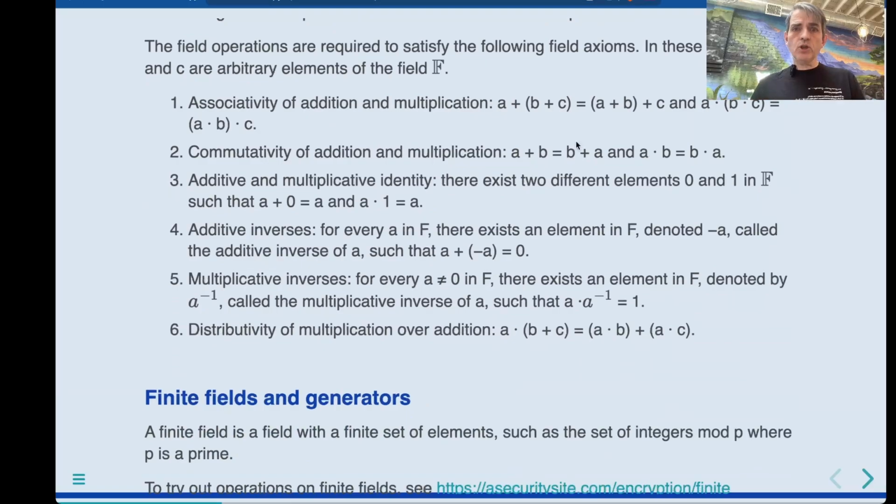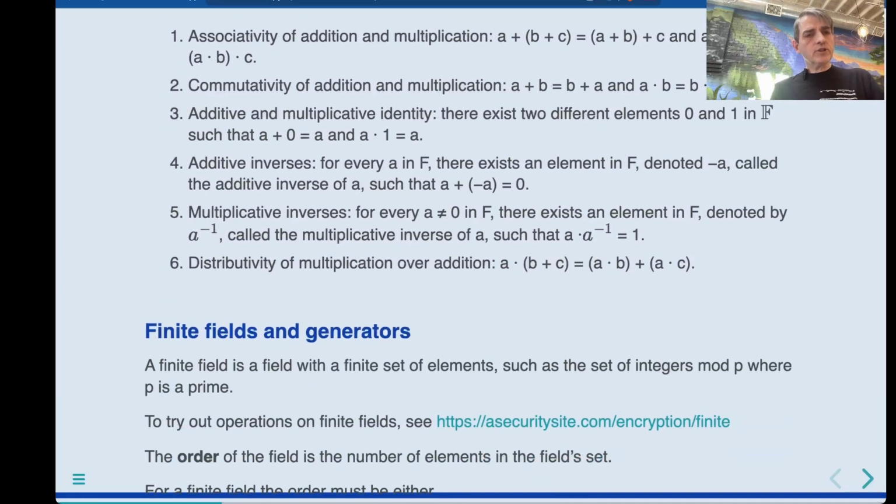So let's just quickly talk about those properties. The first one, the associativity. Again, this is all about the order that we're doing things. It means we don't really care which order we're going to be doing the operations. And same with the second one, the commutativity as well.